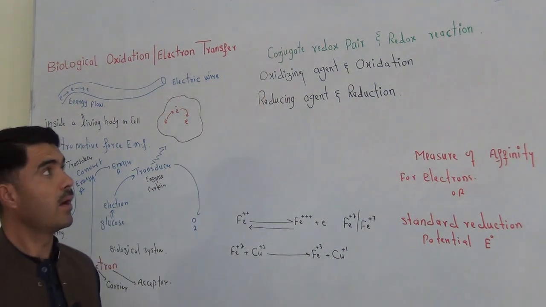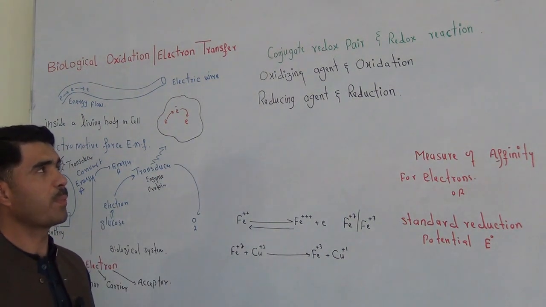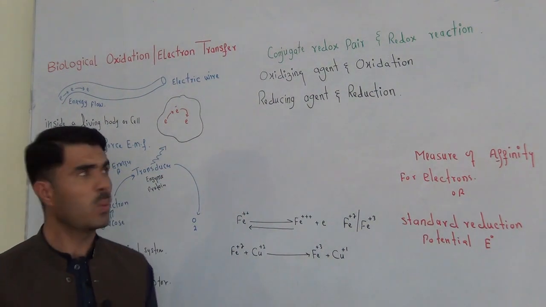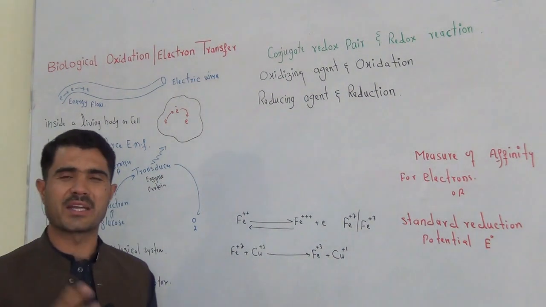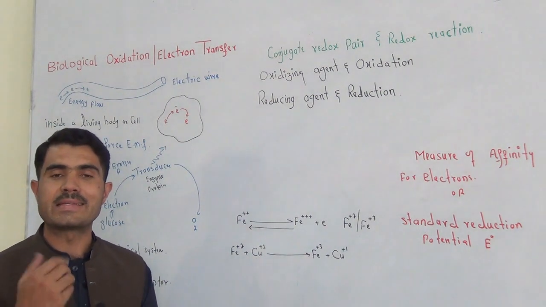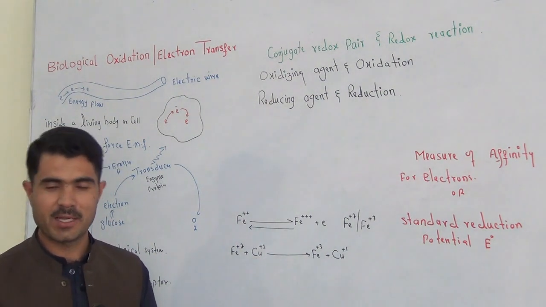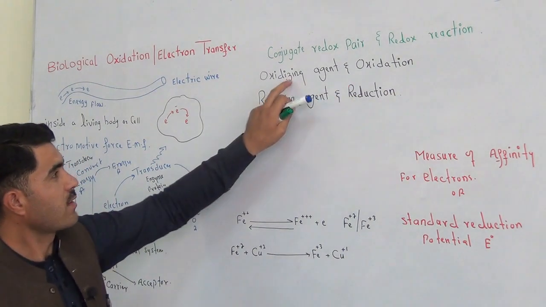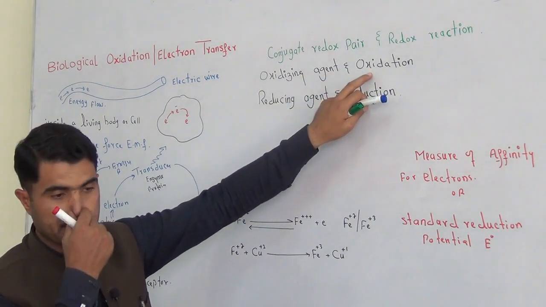Now here is another topic: conjugate redox pair and redox reaction. Well, before we go to the redox reaction, what are reduction and oxidation? Come to the topic now. There is an oxidizing agent and oxidation.